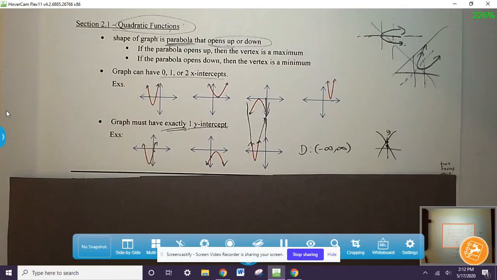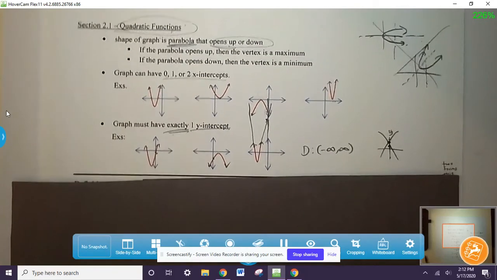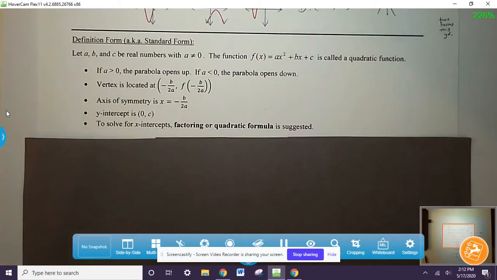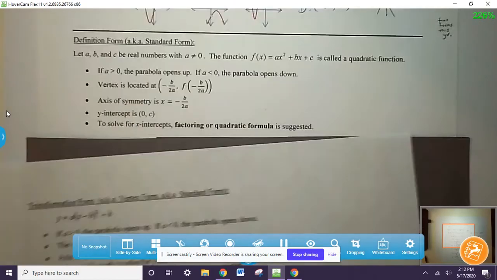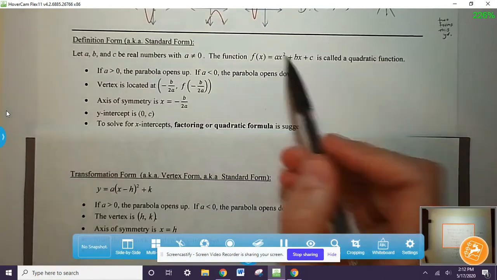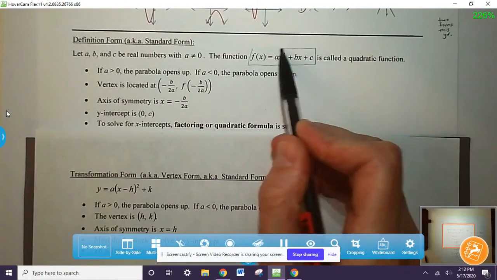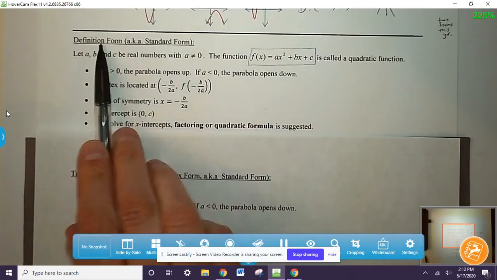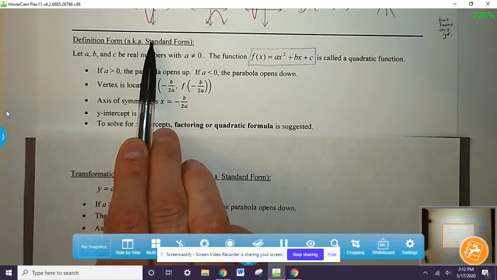There are two formats for the equation of a quadratic function that we're going to review in today's lesson, and they are definition form, which is when you have y equals ax squared plus bx plus c. Our textbook calls that the definition. Your textbook last year called it standard form. So depending on the textbook, you'll see either one of those labels.